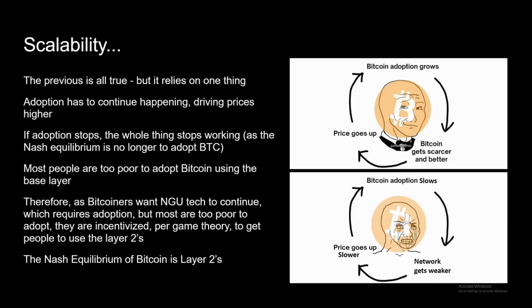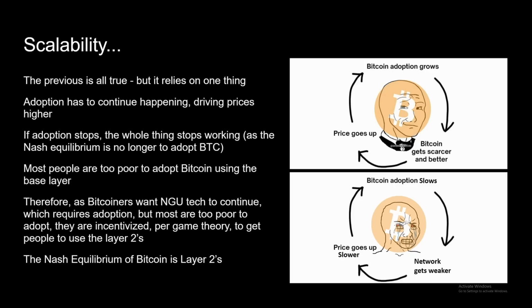So the previous is all true, and the incentive structures are there for Bitcoin adoption to continue happening and people to continue exiting the fiat system. However, it all relies on one thing, which is adoption continuing to happen, which will then drive prices higher, which will cause more adoption. If adoption ever stops, then the whole thing will stop working, as the optimal strategy is no longer to adopt Bitcoin if the price stops going up.